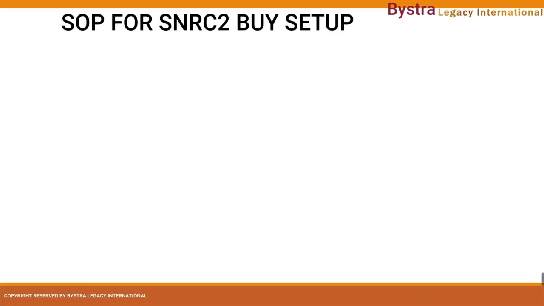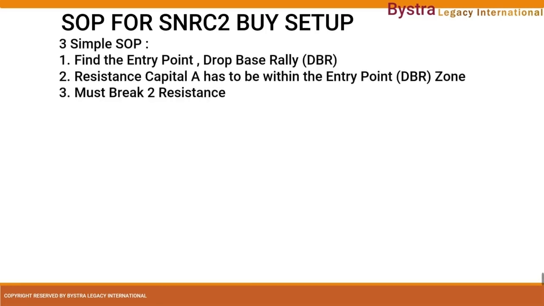For the SNRC2 SOP, there will be 3 steps, whereas the SNRC1 only has 2. So what are the 3? First, we have to find the entry point, which is the drop base rally. Second thing, this capital A has to be within the entry point zone. This is very important. With these two, then we can identify. The next one is to break through resistance.